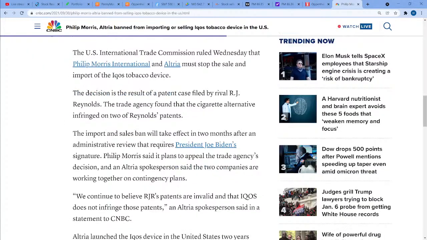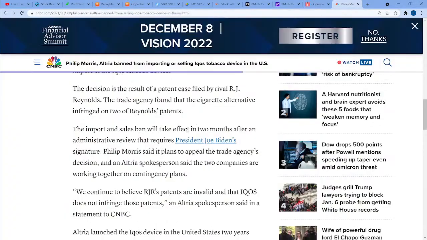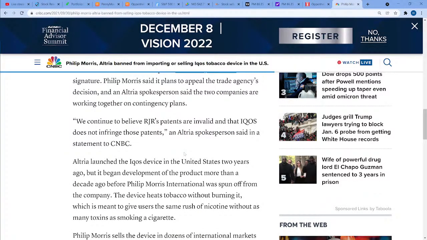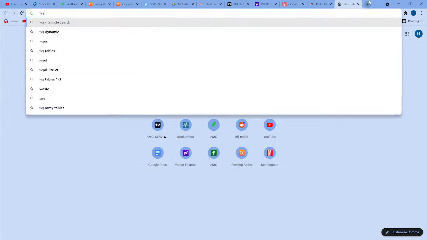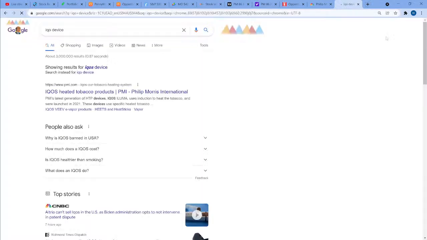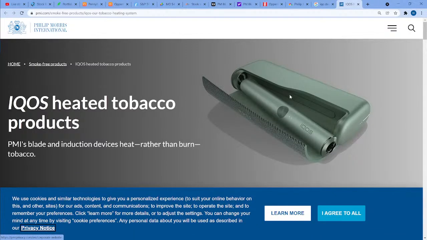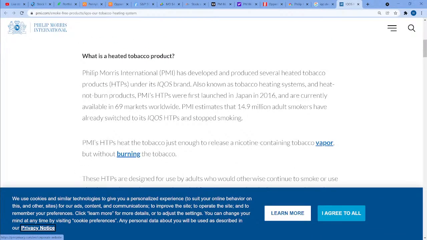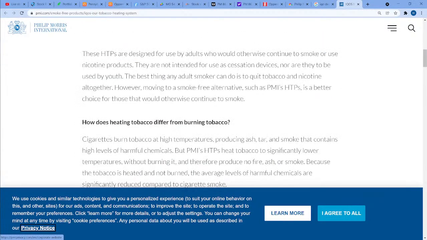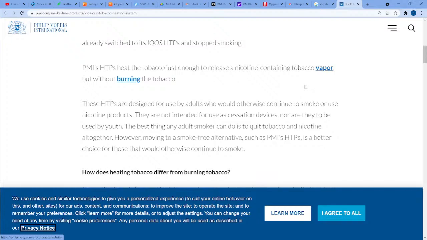Let's see. The IQOS. I hate these pop-ups. I'm going to be honest, I need to figure out what an IQOS is. Let's see what their IQOS really are. Developed and produced several heated tobacco products. Vapor, but without burning the tobacco. So these products are designed for use by adults who would otherwise continue to smoke or use nicotine products.